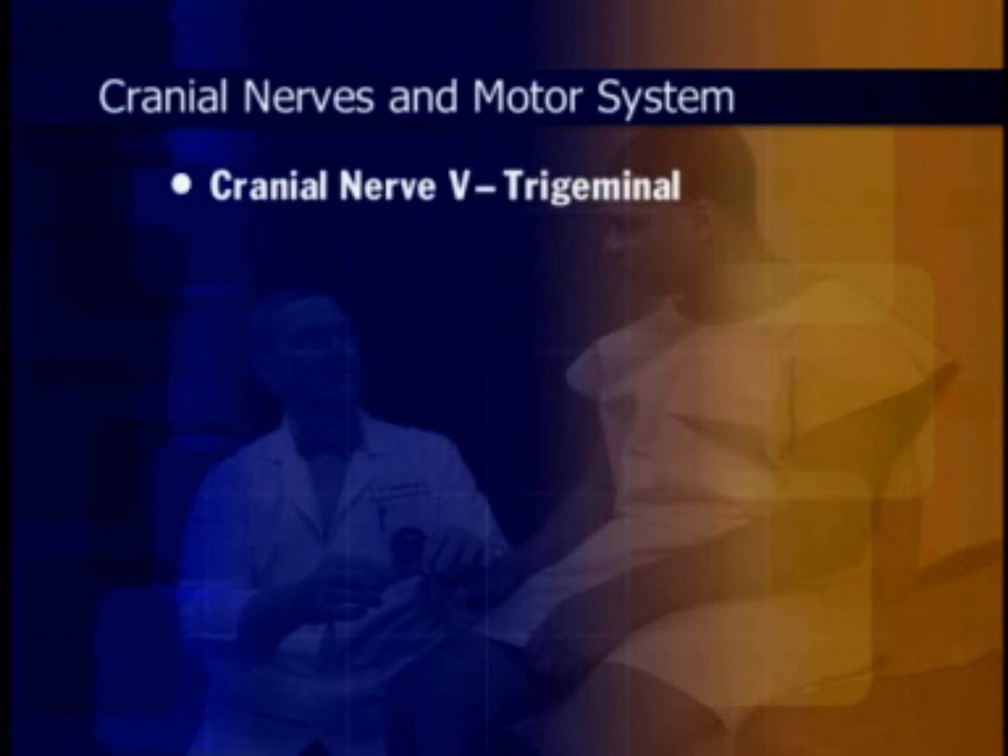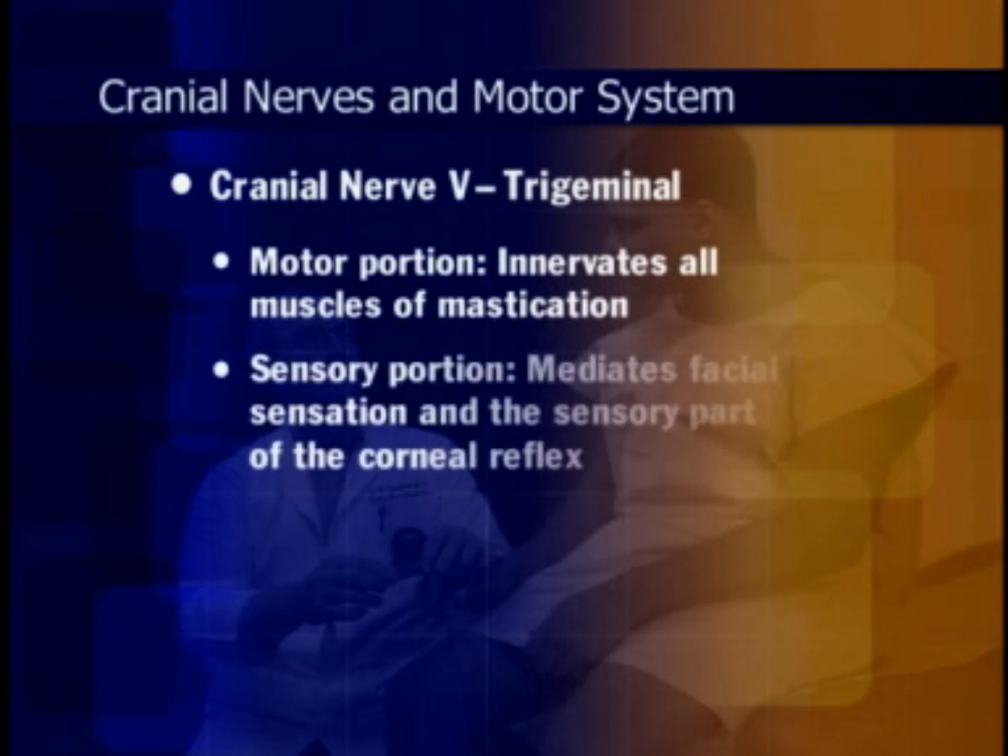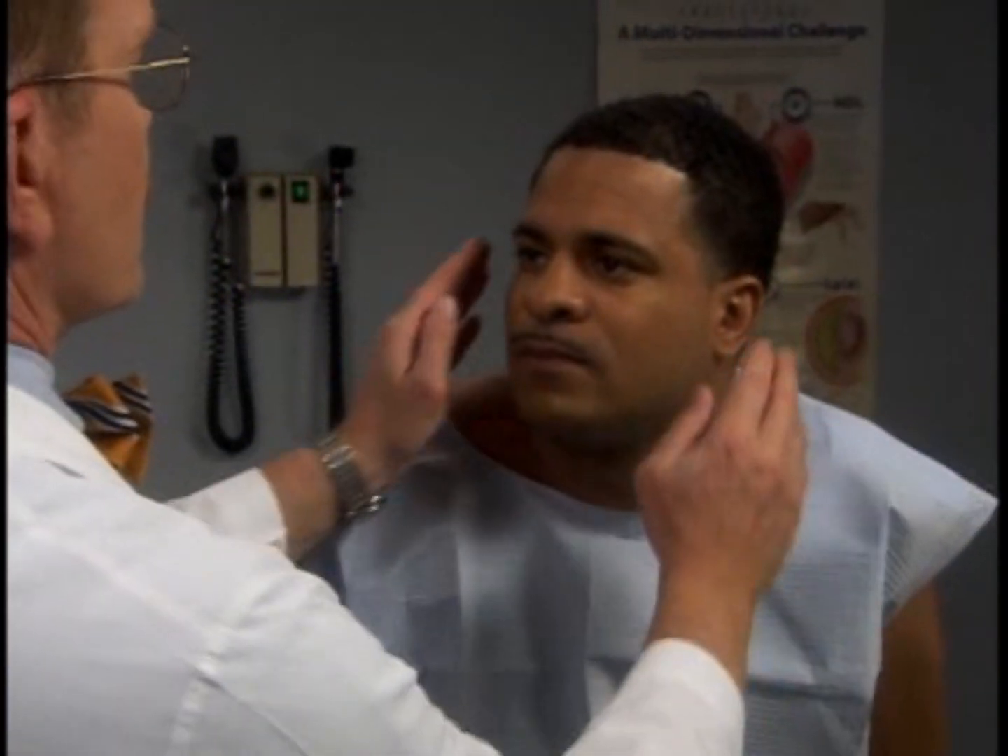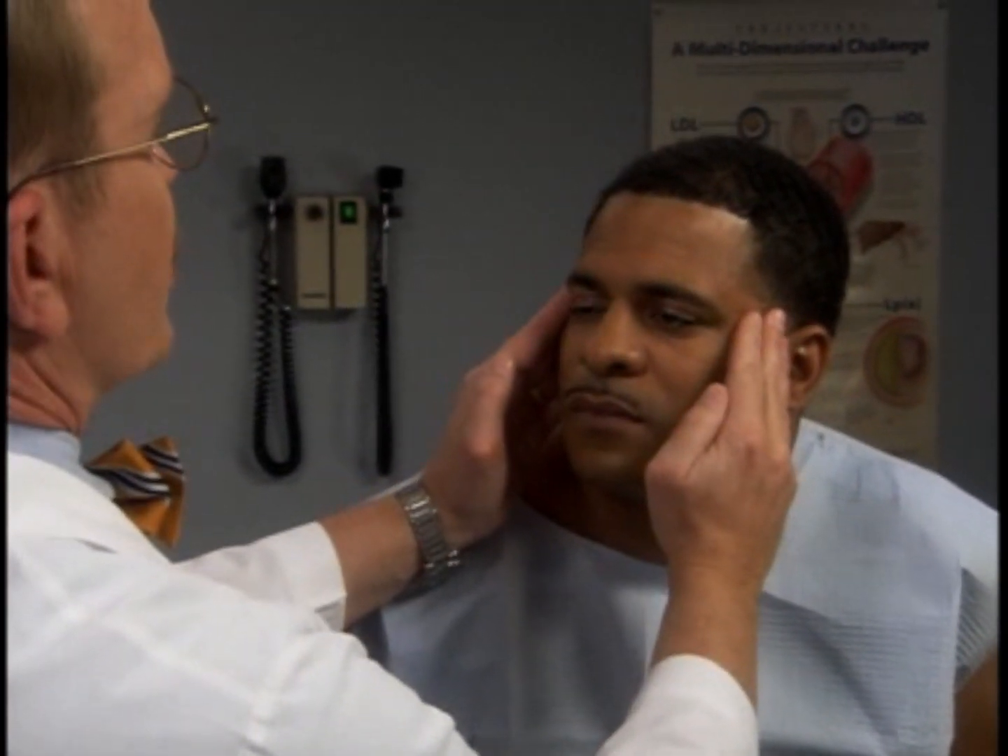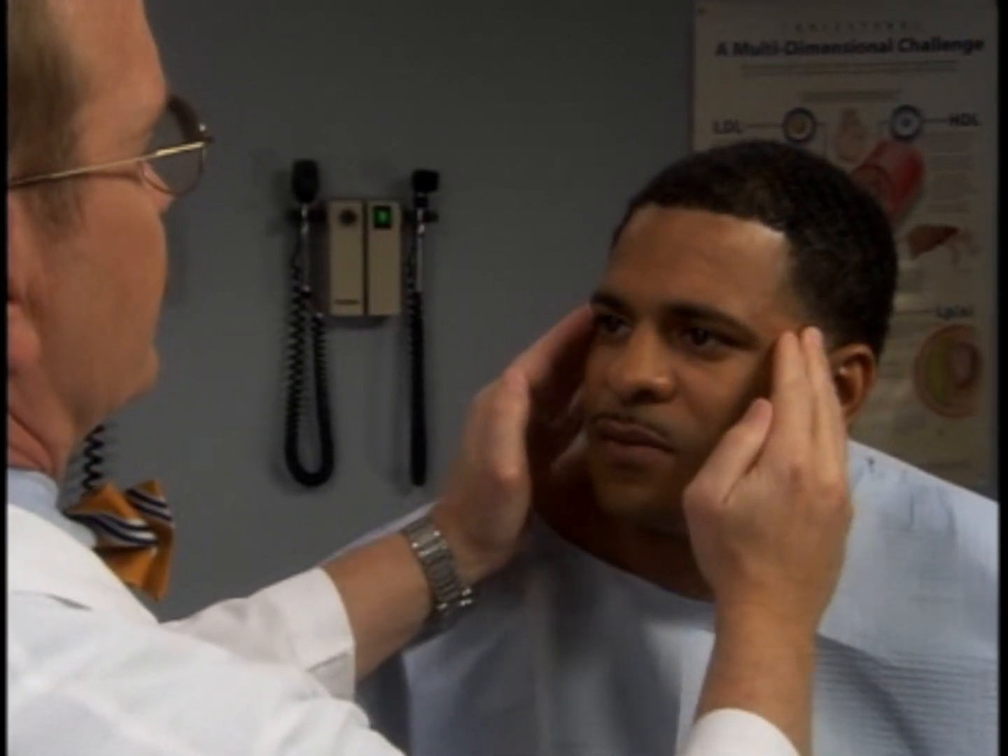The motor portion of cranial nerve 5, the trigeminal nerve, innervates the muscles of mastication. The sensory portion of the nerve mediates facial sensation and the sensory part of the corneal reflex. To test the nerve's motor function, ask the patient to clench and then relax his jaw while you palpate the temporal muscles and then the masseter muscles. Clench again. Note the strength of muscle contraction.